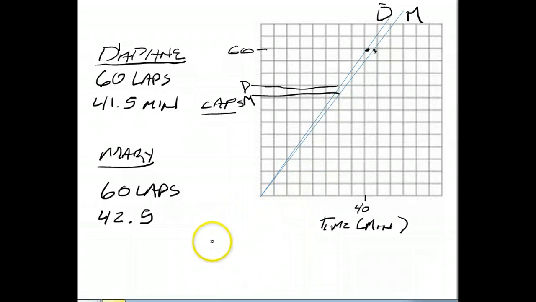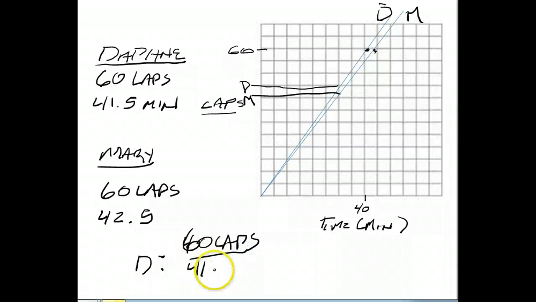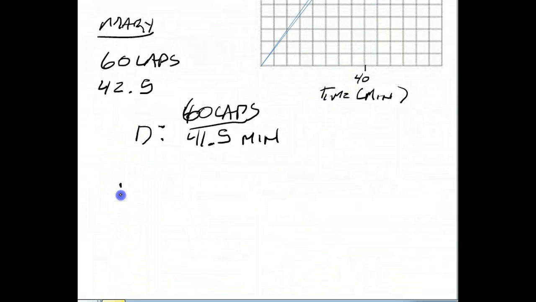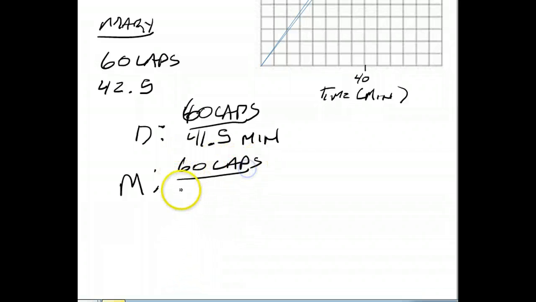Let's look at it from a ratio standpoint. If I look at Daphne's ratio of laps per minute, I look at it as 60 laps in 41.5 minutes versus Mary, and Mary is at 60 laps in 42.5 minutes. I see that Daphne's number is actually bigger because the denominator is smaller.